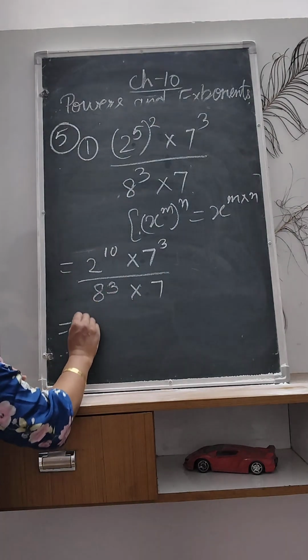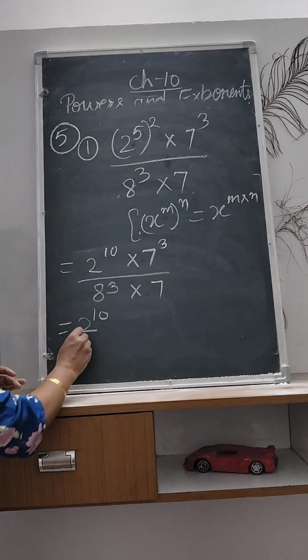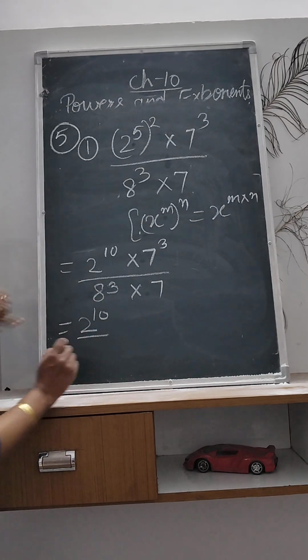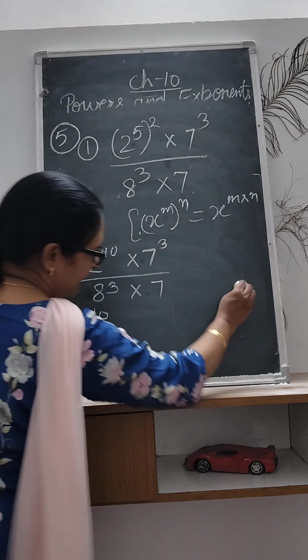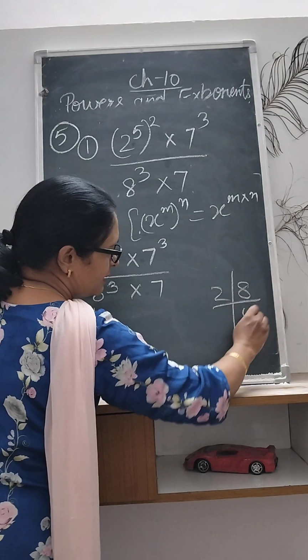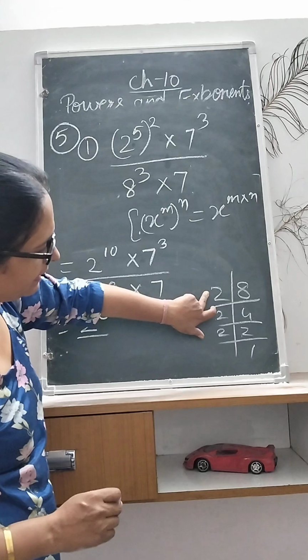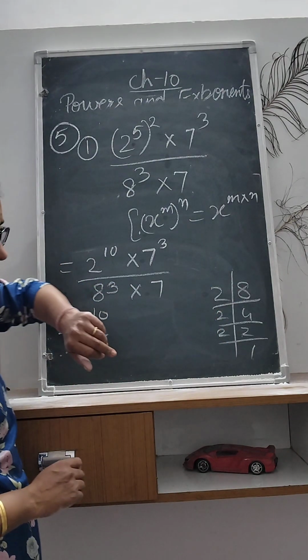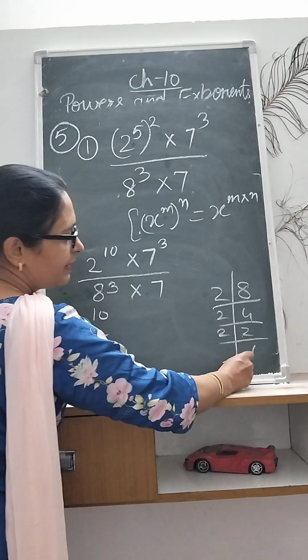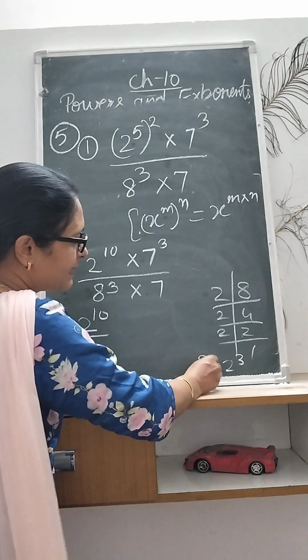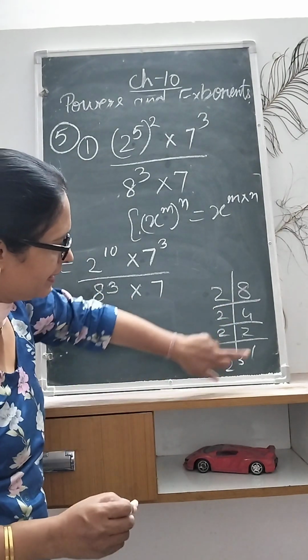Now let us see 2 raised to power 10 and 8. Now instead of 8, if you see 8, 2 4s are 8, 2 2s are 4, 2 1s are 2. It means we can write 8 in power of 2, 2 raised to power 3. Can we write 8 is equal to 2 raised to power 3?